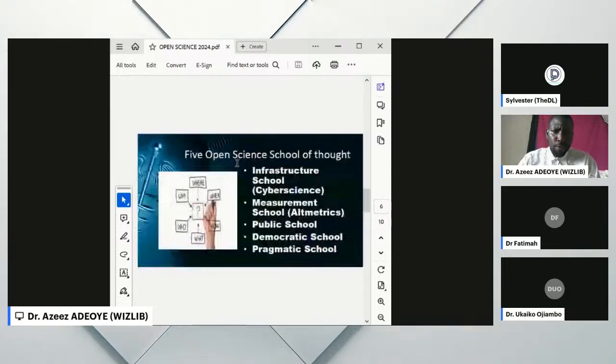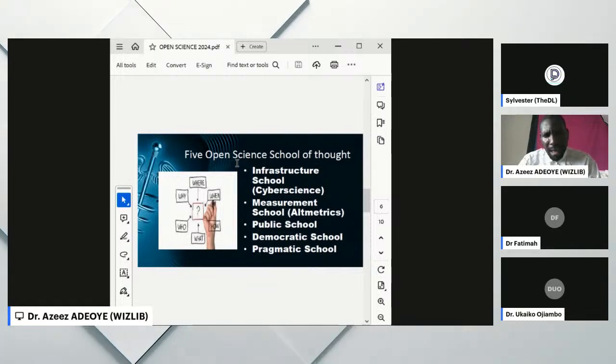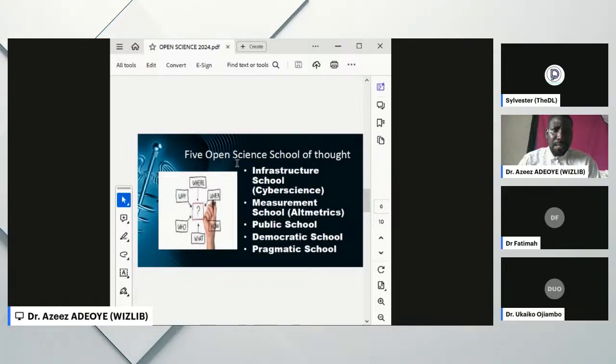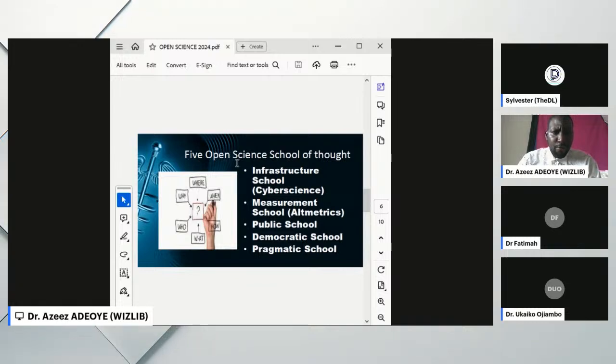So what are the five open science schools of thought? In advocating for open science, we have some schools of thought that are advocating from different dimensions. The first one is the infrastructural school of thought. This school of thought emphasizes that for science to be open access, there should be tangible infrastructural facilities, most especially as regards internet access. So this school of thought is advocating that government should sponsor infrastructure that will enhance accessibility to information.